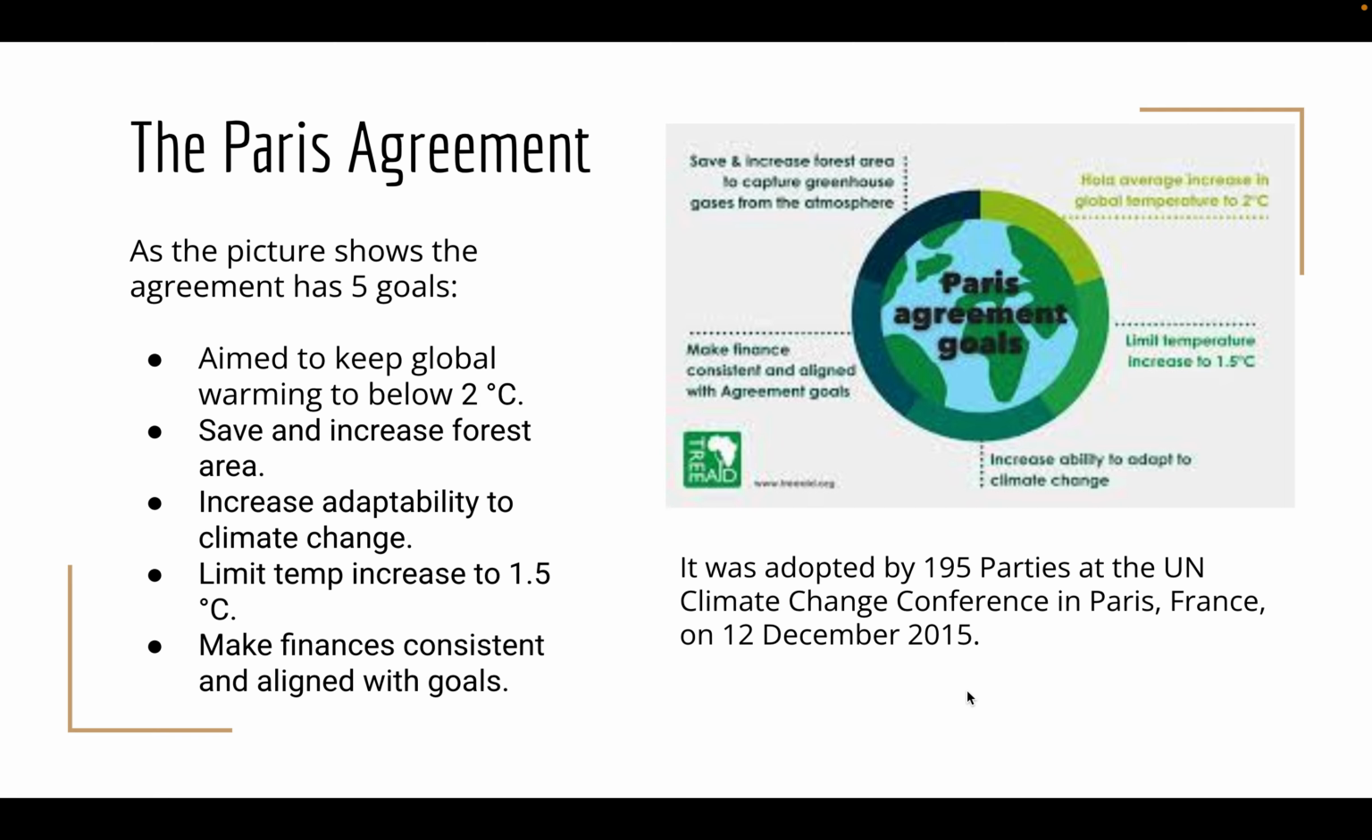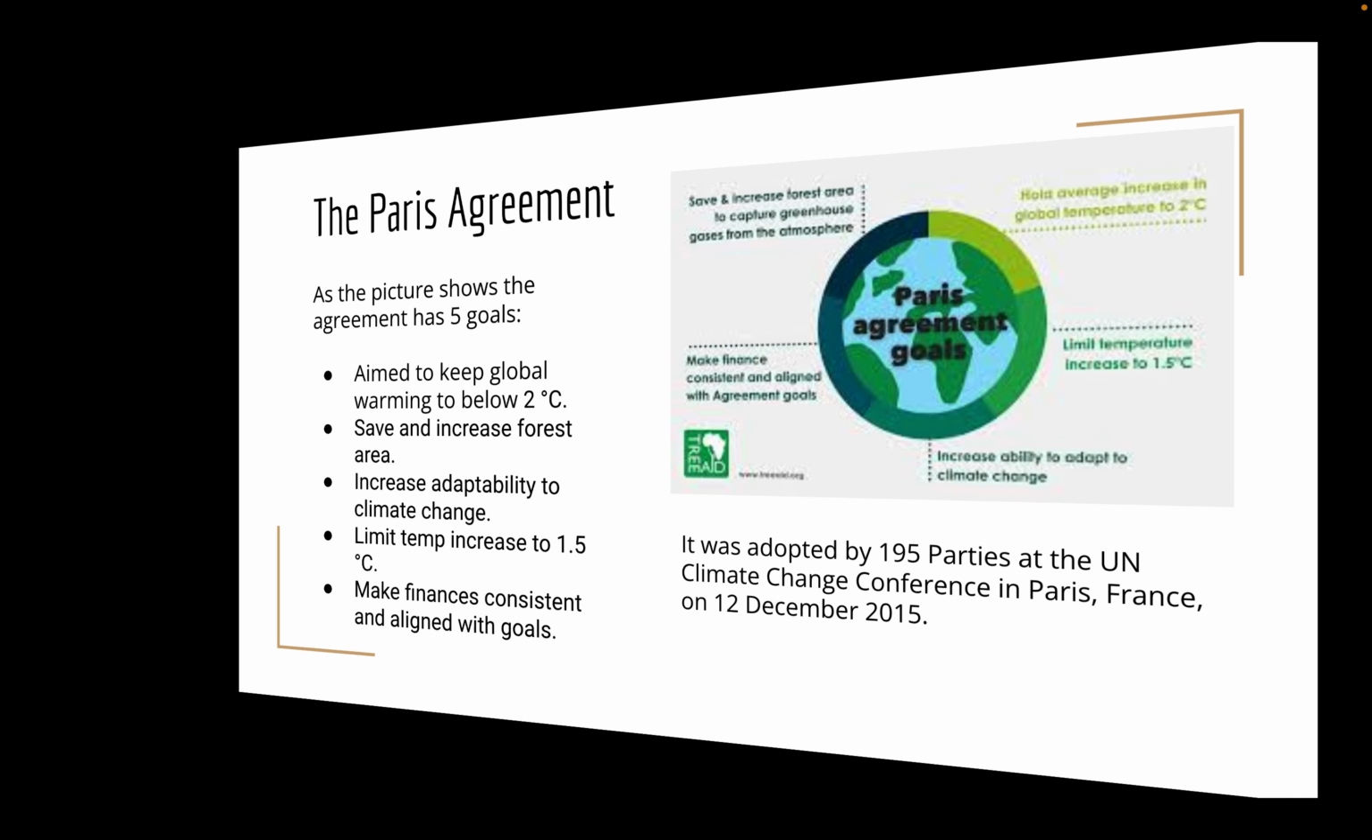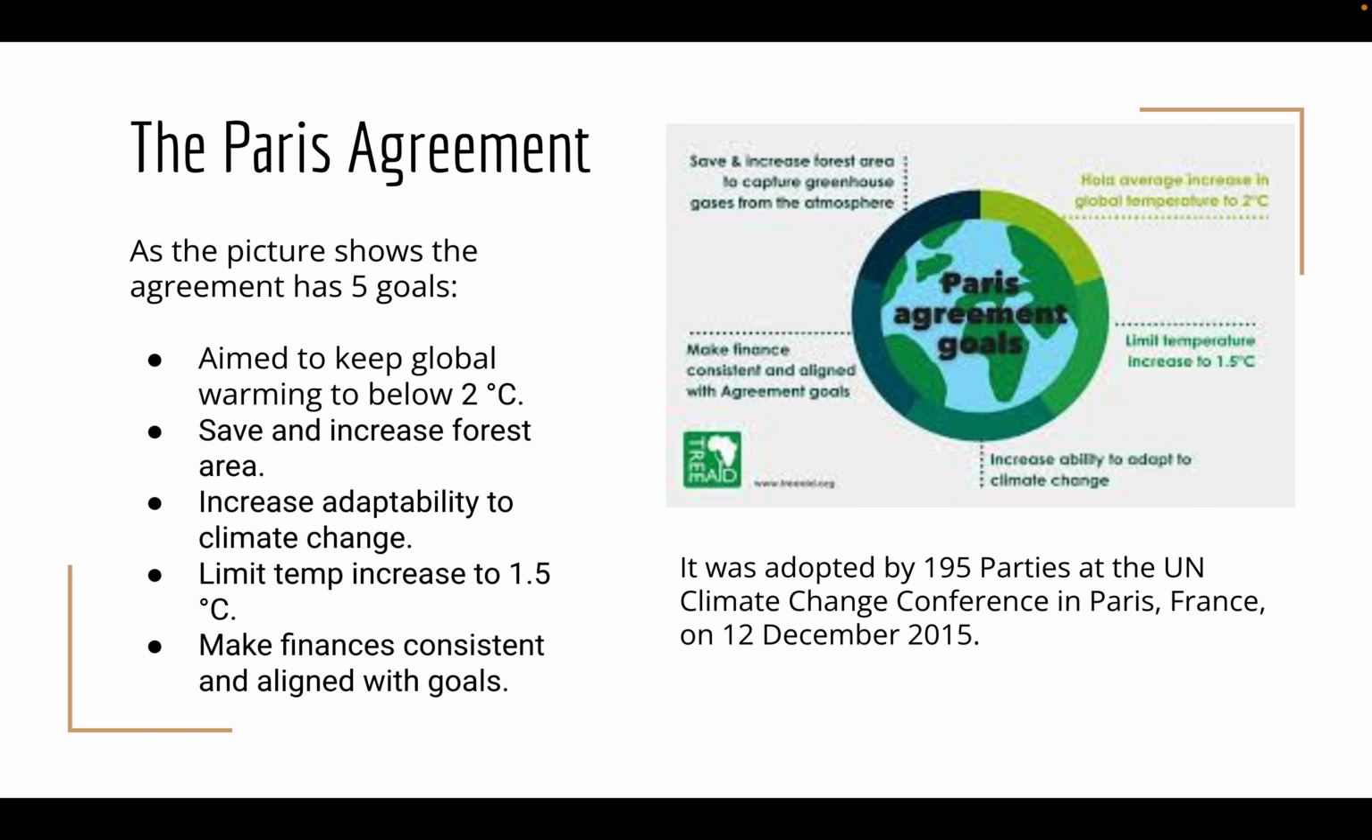On December 12th, 2015, 190 parties or countries adopted this agreement. The countries have to openly report on their plans and their progress every 5 years to keep them in check. So basically, the countries must establish climate specific goals to reduce their carbon footprint.